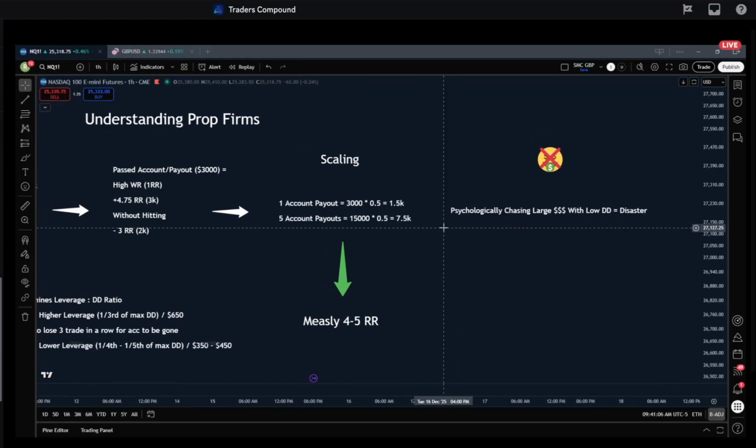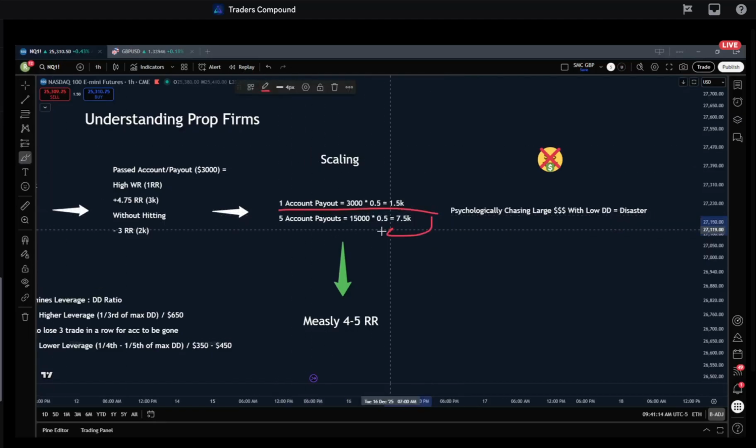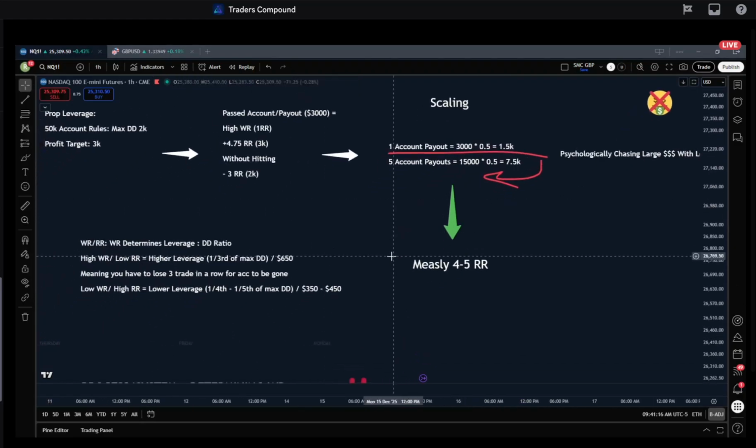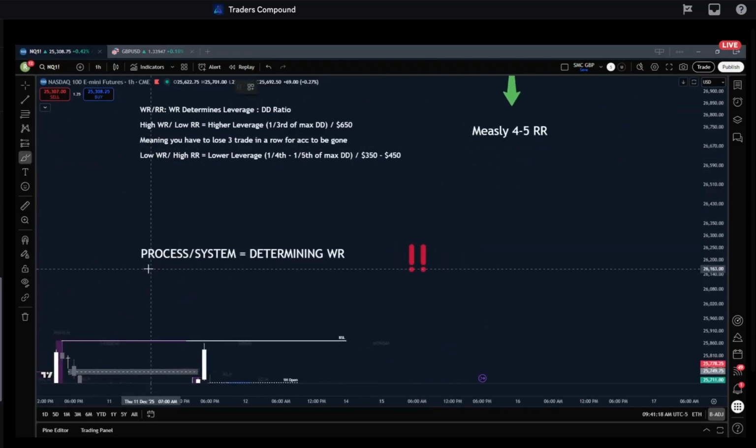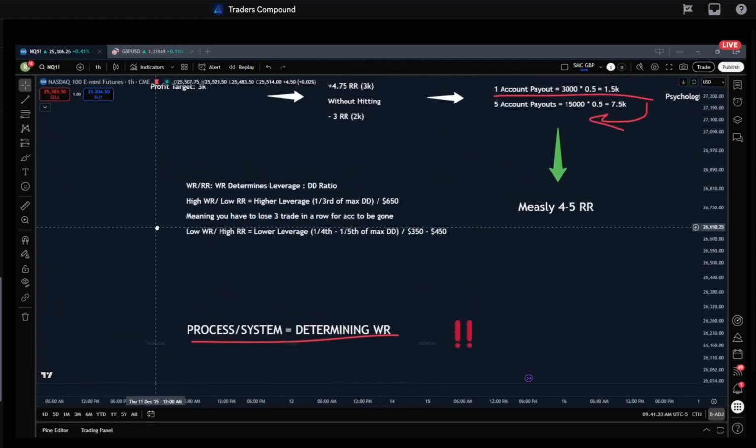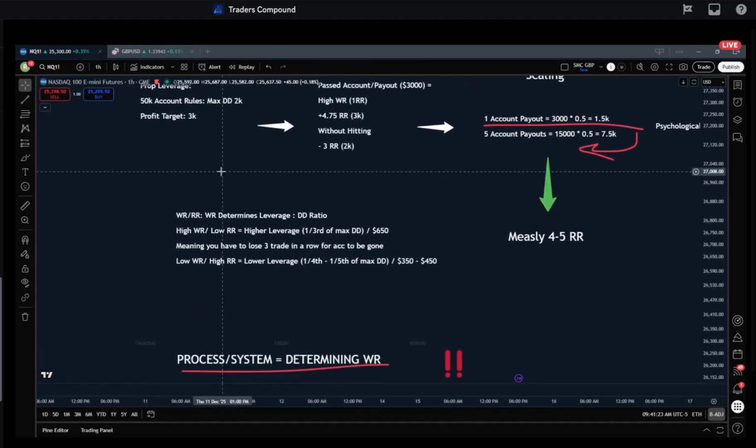Okay, sure, 1,500 bucks, cool. Does that change our life at all? No. What changes our life is being able to trade consistently enough to scale. Okay, how do we get there? With process and system. You might think, Ryan, how do you even figure out what your win rate is?